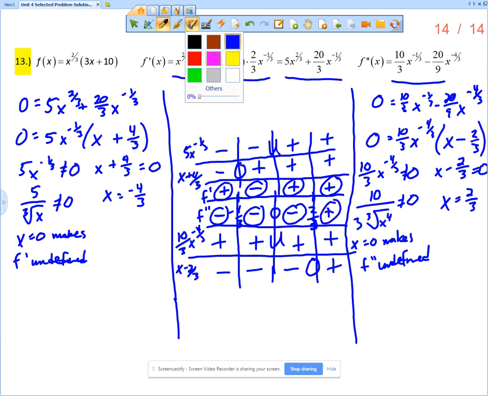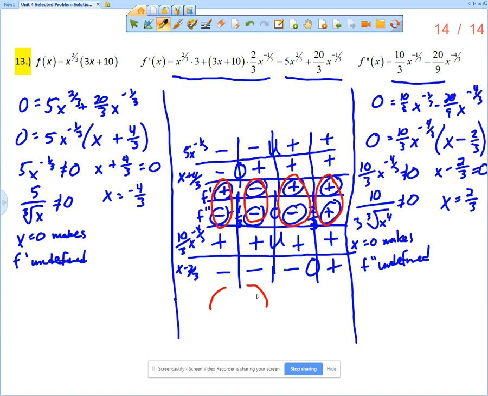Now we're going to match up our first and second derivative so we can think about what the curve would look like. Positive first derivative, negative second derivative. Positive first means increasing. Negative second means concave down. So something like that. Negative and negative: negative first derivative means decreasing, negative second derivative means concave down. So something like that. Next one, positive first derivative, negative second derivative, so increasing, concave down. And then positive and positive would mean increasing and concave up. So something like that. Now we're going to join them together at the appropriate values of x.